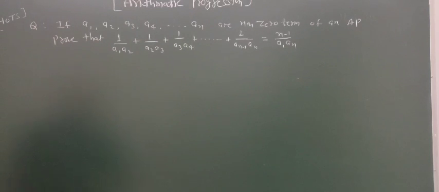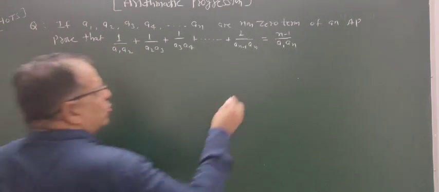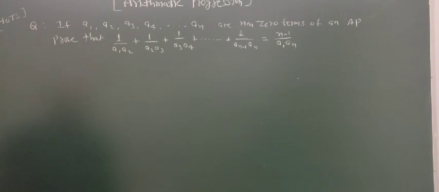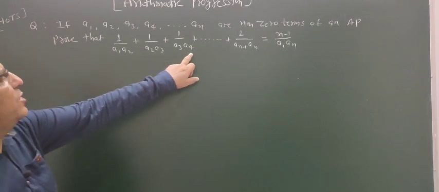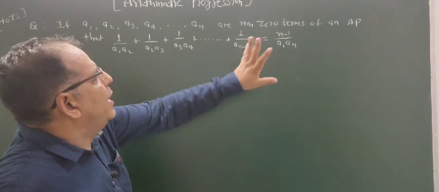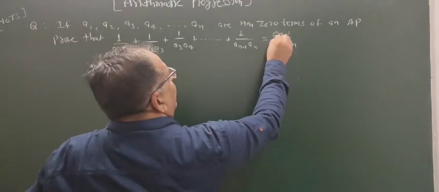Now I am taking an important question based on arithmetic progression, some standard quality. If a1, a2, a3, a4, an are non-zero terms of an AP, then prove that 1 upon a1 a2 plus 1 upon a2 a3 plus 1 upon a3 a4 up to 1 upon an minus 1 an equal to n minus 1 upon a1 an.